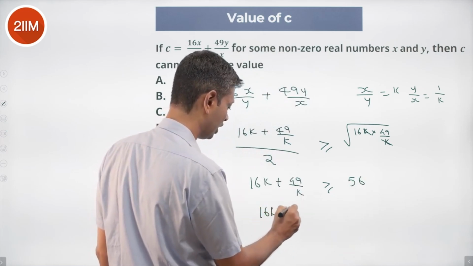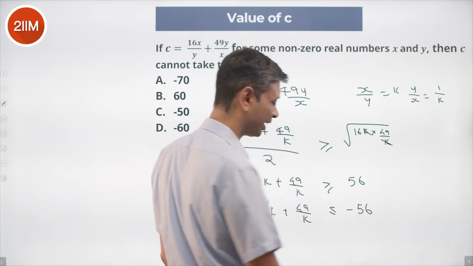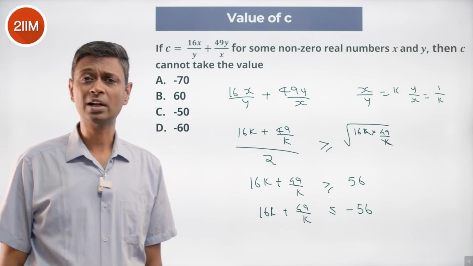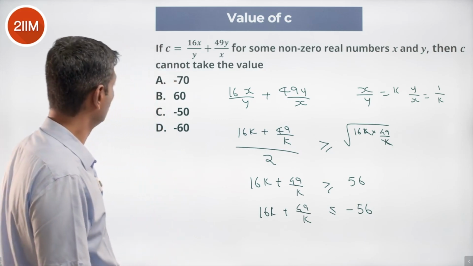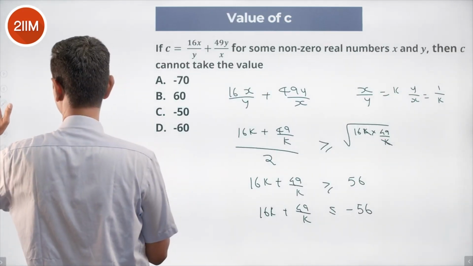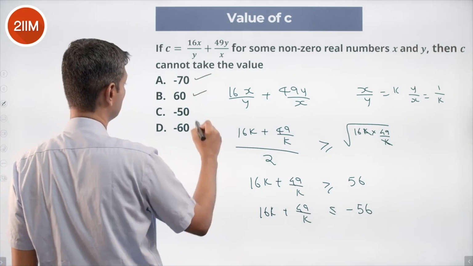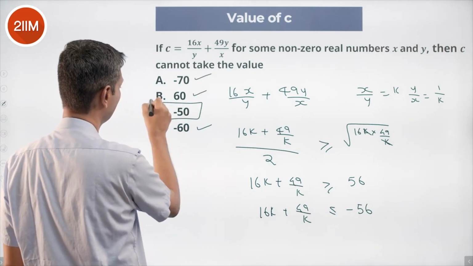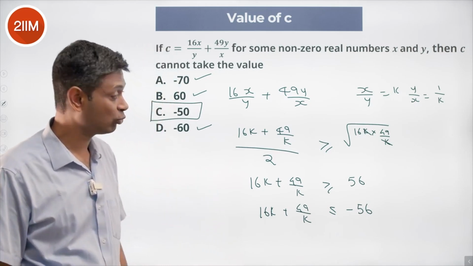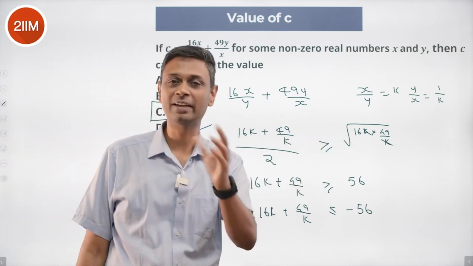Or 16k plus 49 by k less than or equal to minus 56, if k were negative, I can establish this. Right, so it's either greater than or equal to 56 or less than or equal to minus 56. So greater than or equal to 56, this is possible. Less than or equal to minus 56, this is possible. This here is not possible. So I have a scenario where 16k plus 49 by k over 2 is greater than or equal to square root of AB, then simplify it accordingly.